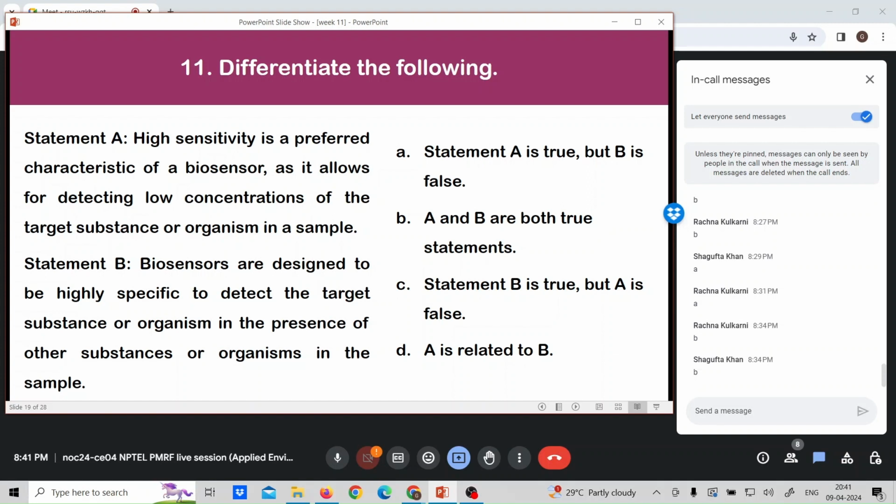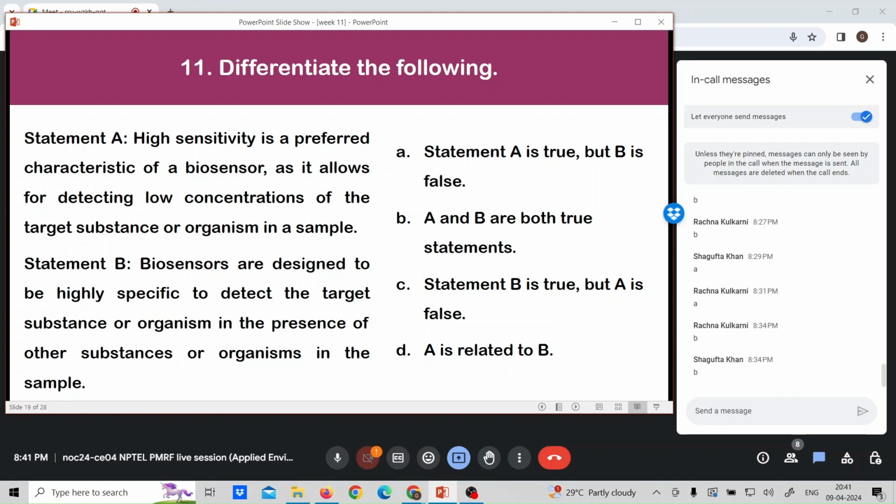That's what is mentioned, right? For detecting low concentration is preferred. So that is true. Okay, sensitivity, I'll repeat, sensitivity is something where you detect the lower detection level or the lowest concentration that can be detected. Higher the sensitivity, you can detect very low concentration also.